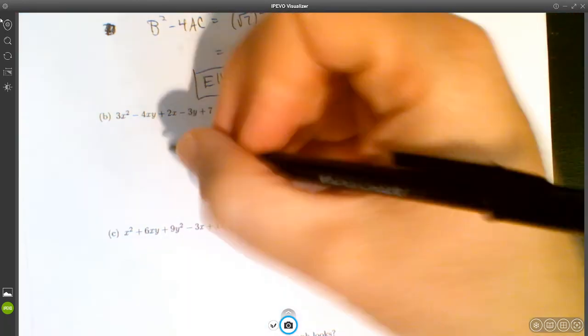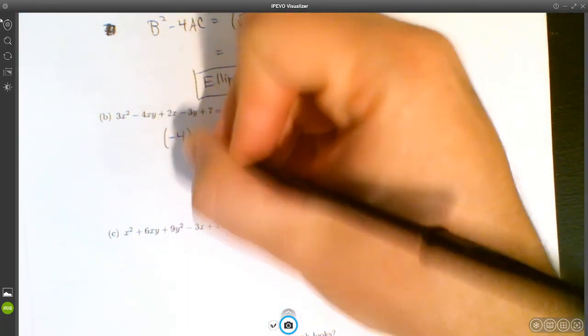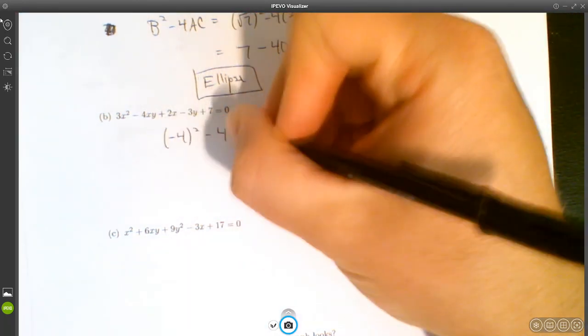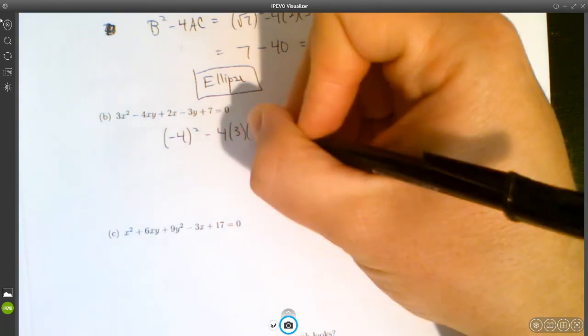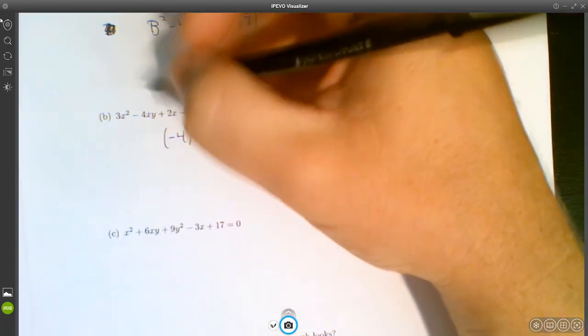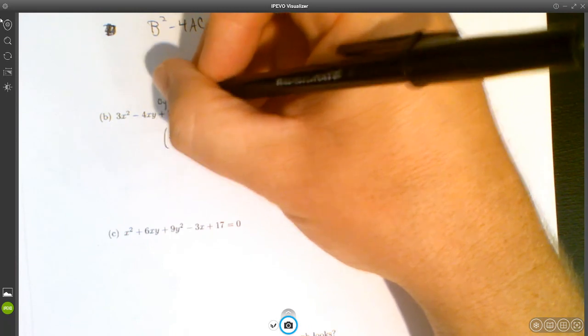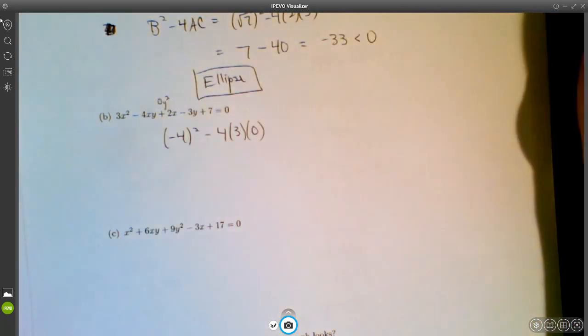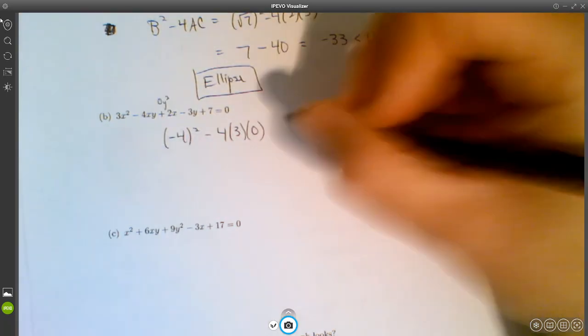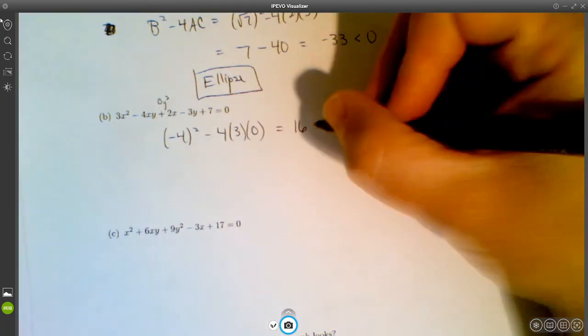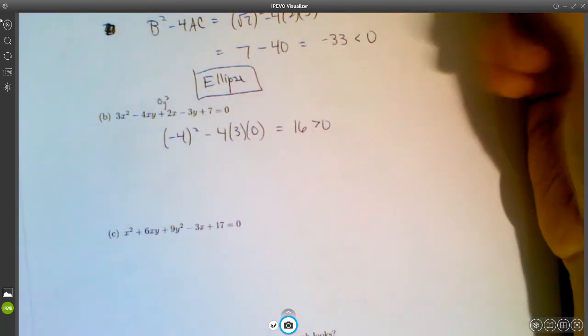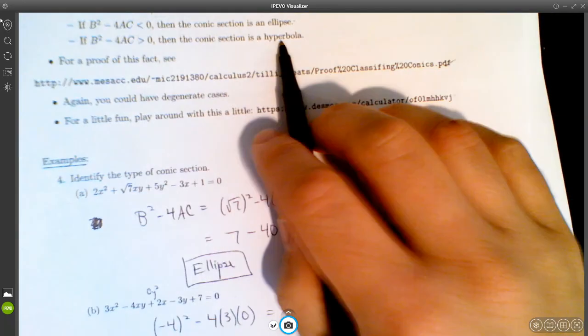What about this one? So let's see. B squared minus 4 times a times c. Now be careful. C is 0, right? Because you have a 0y squared. So c is 0 in this one. This is going to be a positive 16, which is greater than 0. And when your discriminant is greater than 0, you've got a hyperbola, right? So this must be a hyperbola.